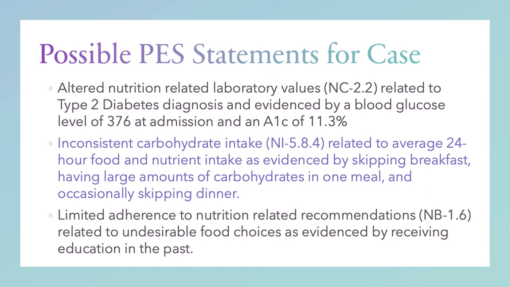NCPT. The second PES statement is inconsistent carbohydrate intake, related to an average 24-hour food and nutrient intake, as evidenced by skipping breakfast, having large amounts of carbohydrates in one meal, and occasionally skipping dinner. The problem in this PES statement comes from the intake domain of the NCPT.